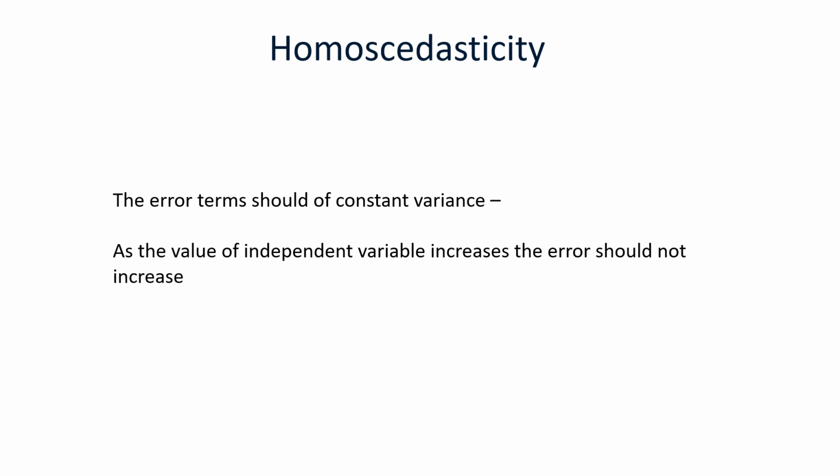Now, coming to the topic that we are going to see in this video, homoscedasticity, it basically tells us if the error terms have constant variance or not. By this, what it says is that as the values of the dependent variable and the independent variable increase, the errors should not increase. Let's take a simple example in order to understand what this actually is in the next slide.